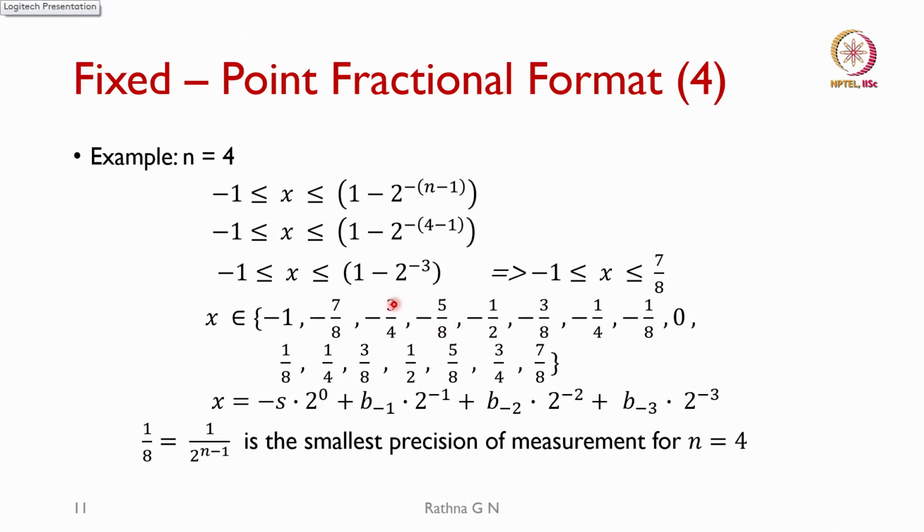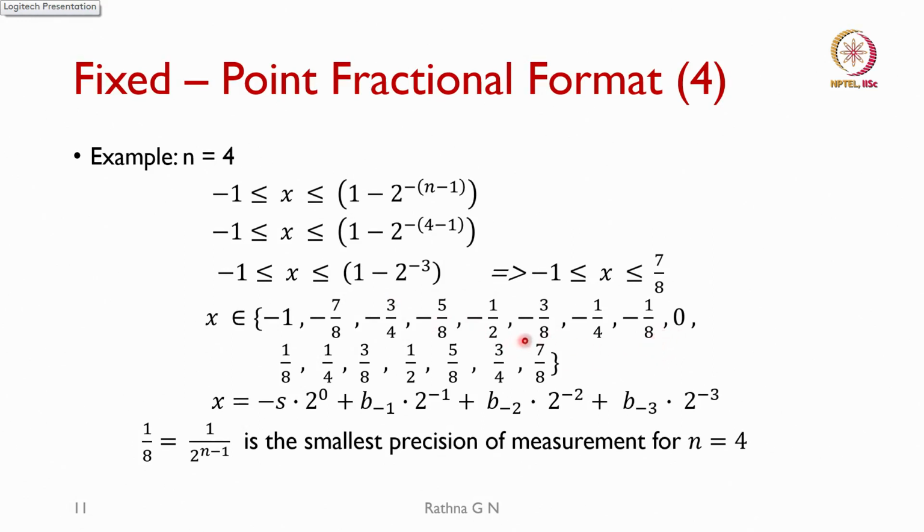You may be wondering why I have got minus 3 by 4. Just check, 7 into 2 is going to be 14, 14 by 16. What you will be doing is adding minus 7 by 8 plus minus 7 by 8, which will give you this value when you simplify it. So, like this you will be going on representing till 0.